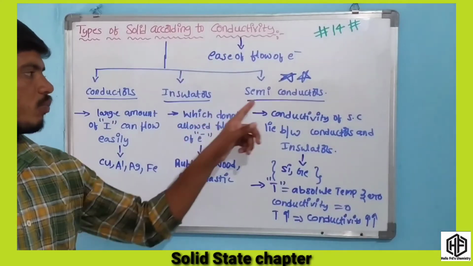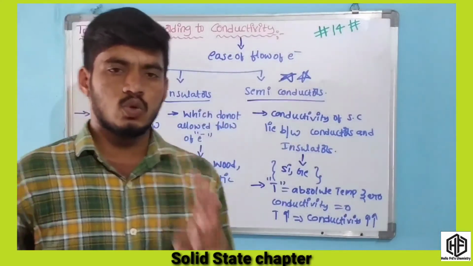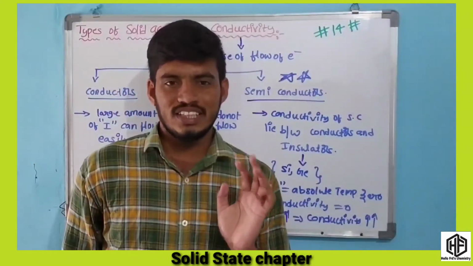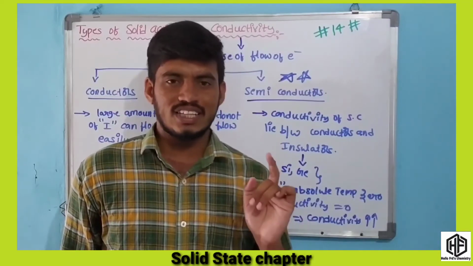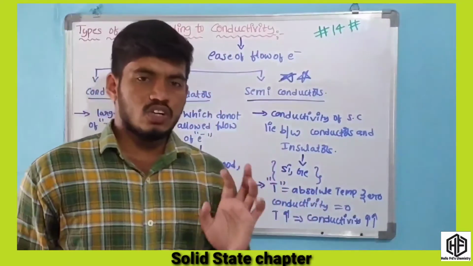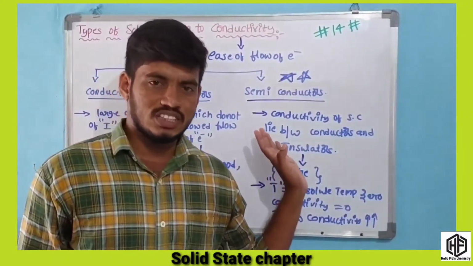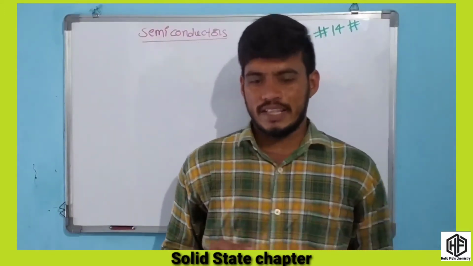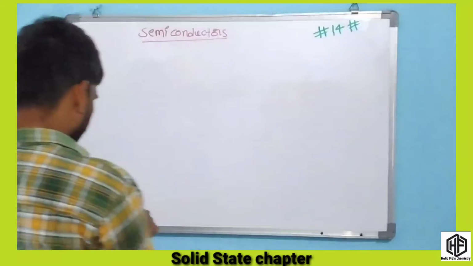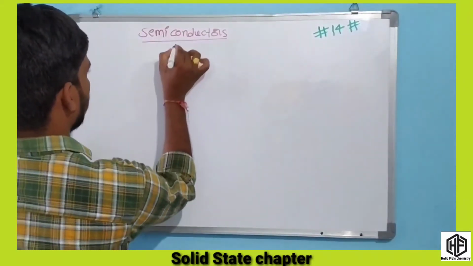One more important point: semiconductors are classified into two categories. One is intrinsic semiconductors and second one is extrinsic semiconductors. Now we are going to discuss these semiconductors.